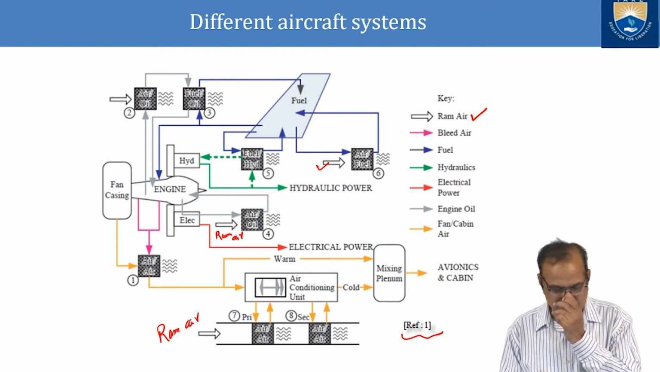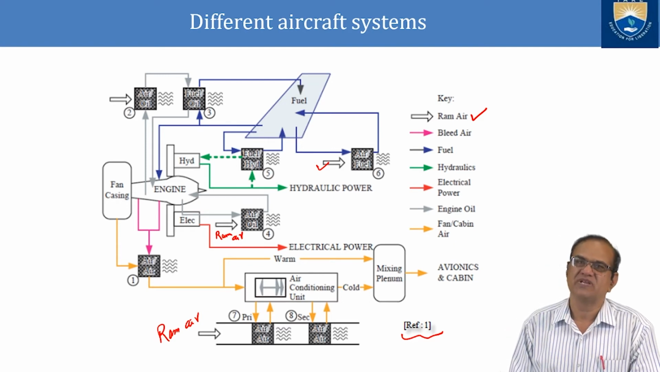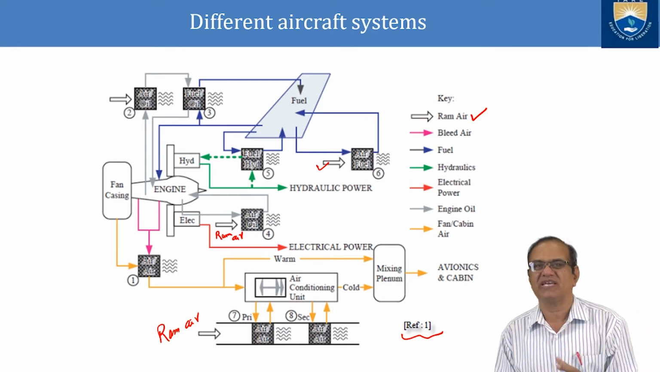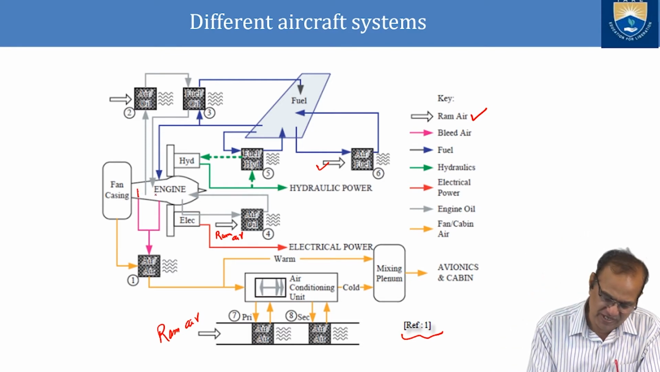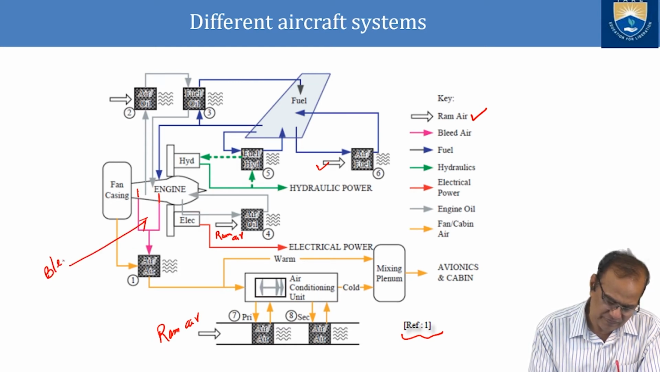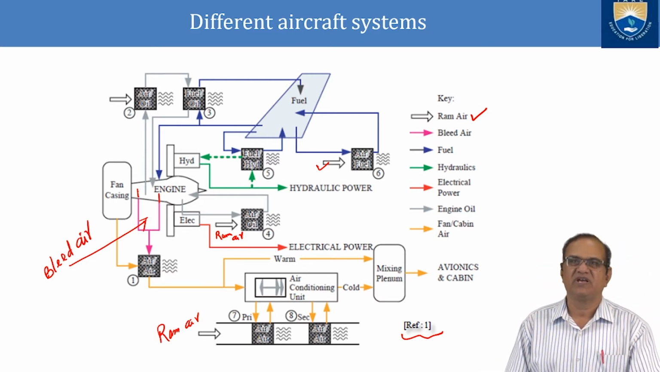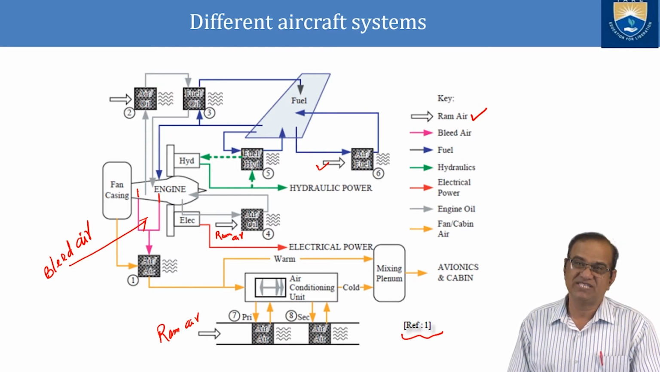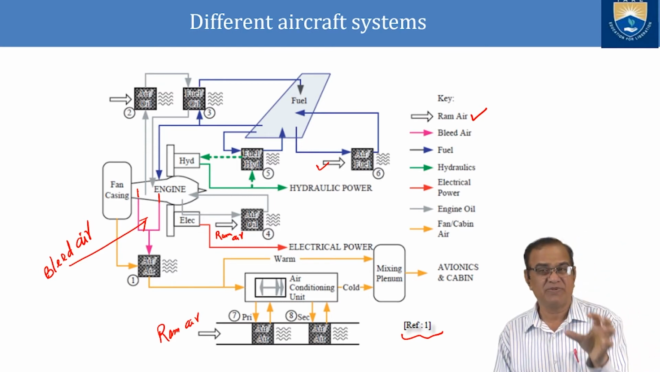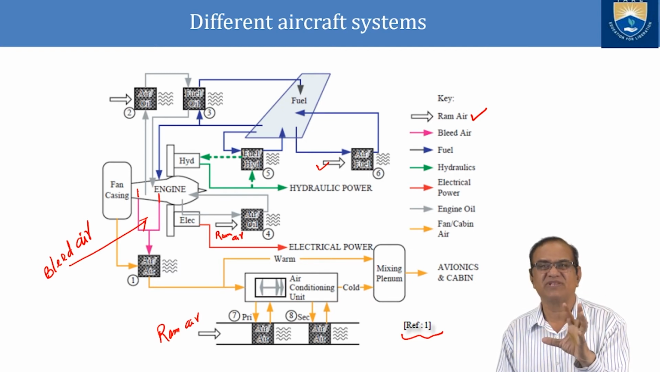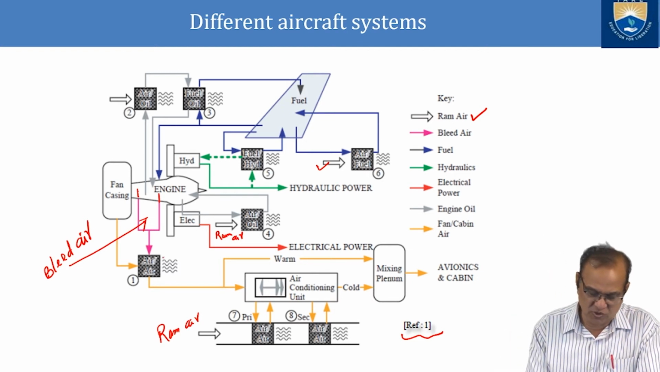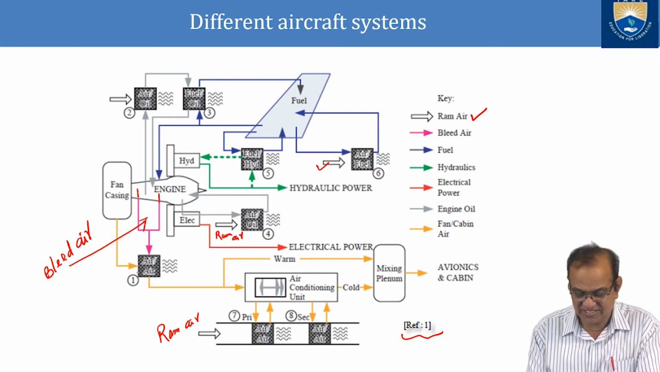Next one is the bleed air. Bleed air is some air that is tapped from the engine. You can see it here, from here. This is the bleed air. This bleed air is tapped from the compressor stage, some part from the LP compressor and some taken from the HP compressor. And this goes to the air-to-air cooling. Here this is cooled.